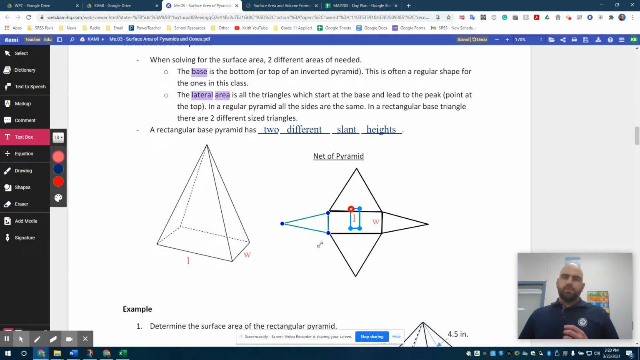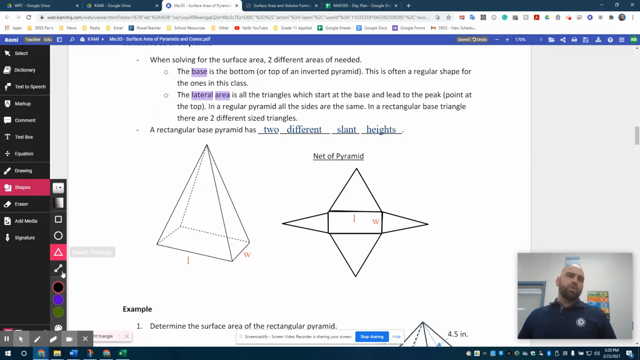Now, in this pyramid, you'll notice that we have two different triangles. And in fact, the sides of the triangles are going to be the same, but the heights of the triangles are going to be different. So we're going to actually have two different heights. We're going to have this slant height right here, which is going to be associated with the length. And we're going to have this slant height here, which is going to be associated with the width.